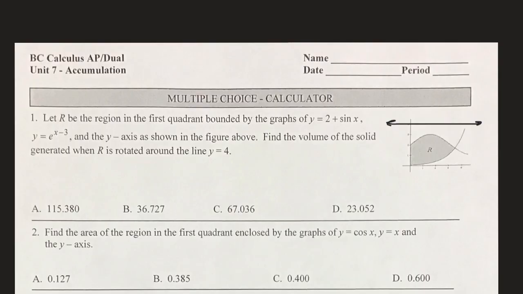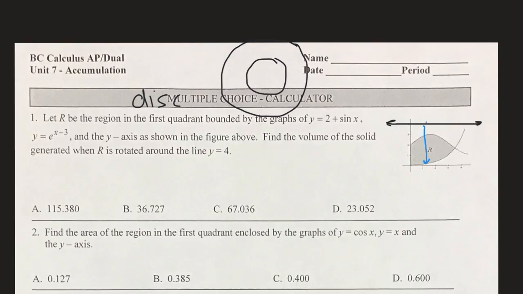So this is volume, right? Volume, we are rotating and we're going to get circles. So this is going to be a disk method problem. So let's think about what is the inner radius and what is our outer radius. So the outer radius goes from your line to your outer function.